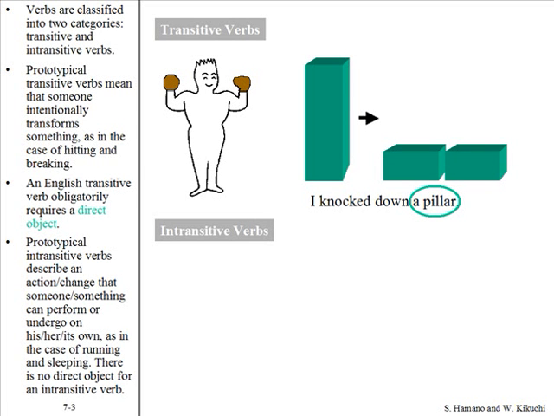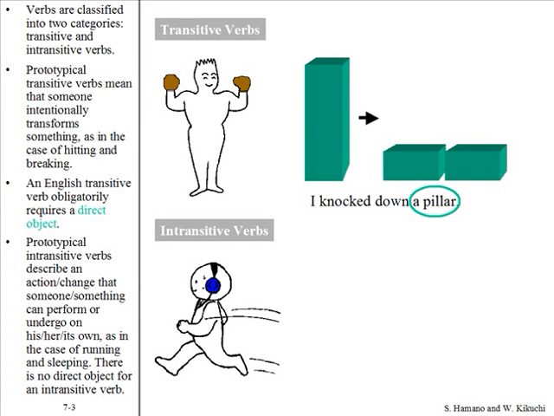Prototypical intransitive verbs describe an action or change that someone can perform or undergo on his own, as in the case of running and sleeping. There is no direct object for an intransitive verb.